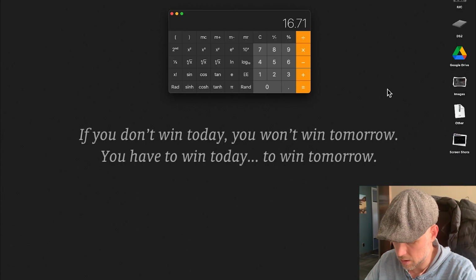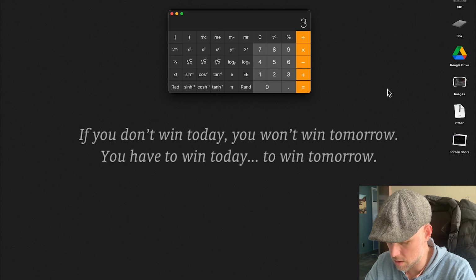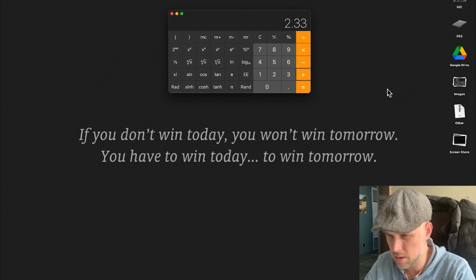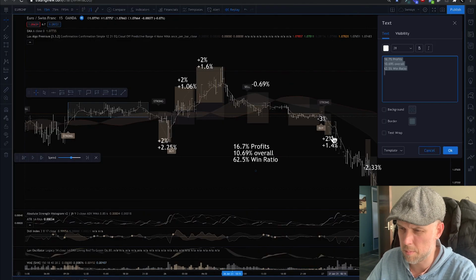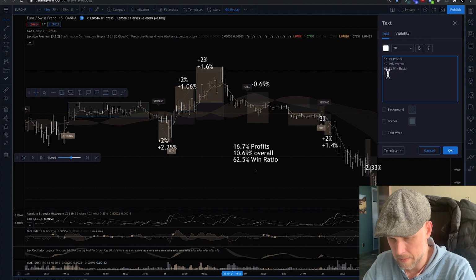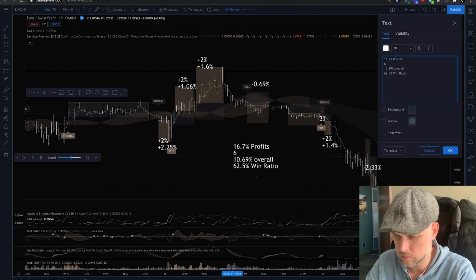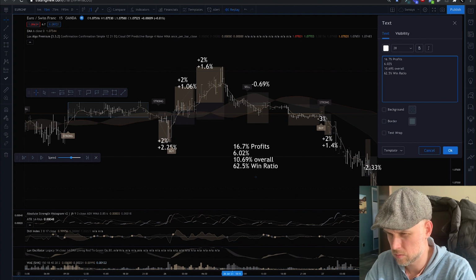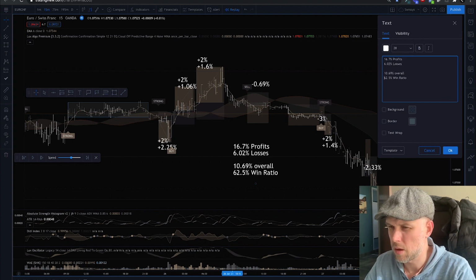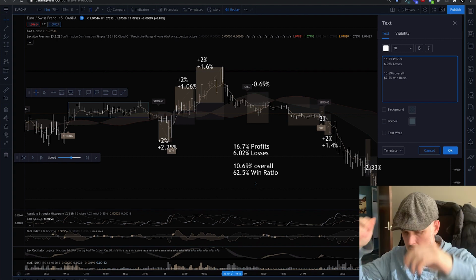And then that makes it 0.69 plus 3 plus 2.33. Again, you could be compounding this, and so you wouldn't be necessarily 6.02. Yeah, and there you go. There we have it.